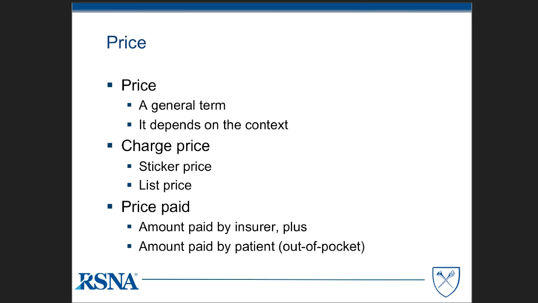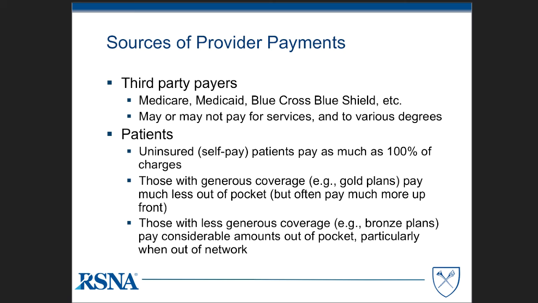But most of the time, we're referring to the price paid. And that's the amount paid by the insurer plus the amount paid by the patient, that is, his or her out-of-pocket payments. Let's drill down on that last slide a little bit more. So third-party payers may include Medicare, Medicaid, Blue Cross Blue Shield, and a variety of other payers. They may or may not pay for individual services and to various degrees. Patients, well, their share varies quite a bit.